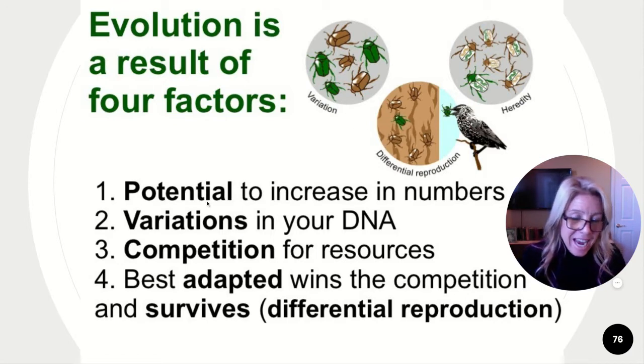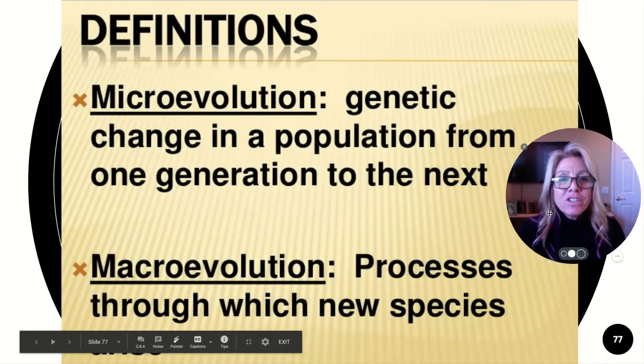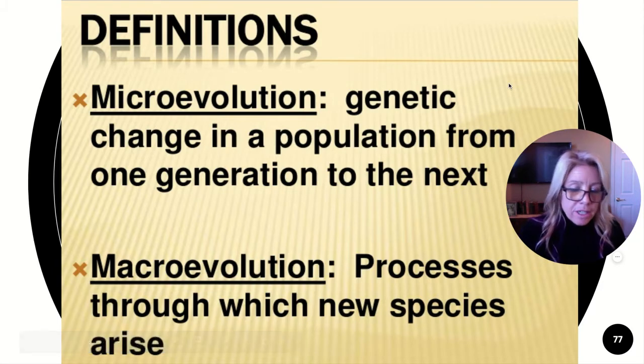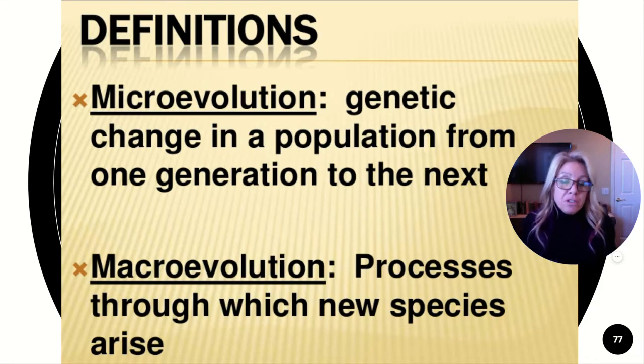All right. Now let's look at the 2 types of evolution that I told you about. Okay, so microevolution is within a population, a change within a population. For instance, humans here in the United States have gotten taller and taller and taller. And it could be due to our eating habits. It could be due to medicine.